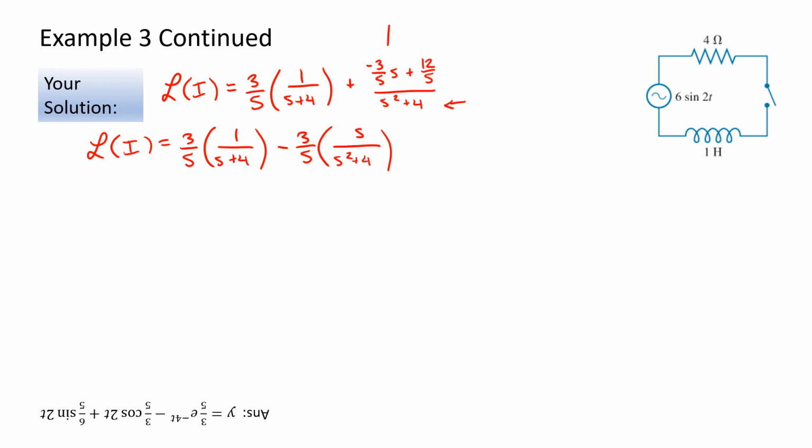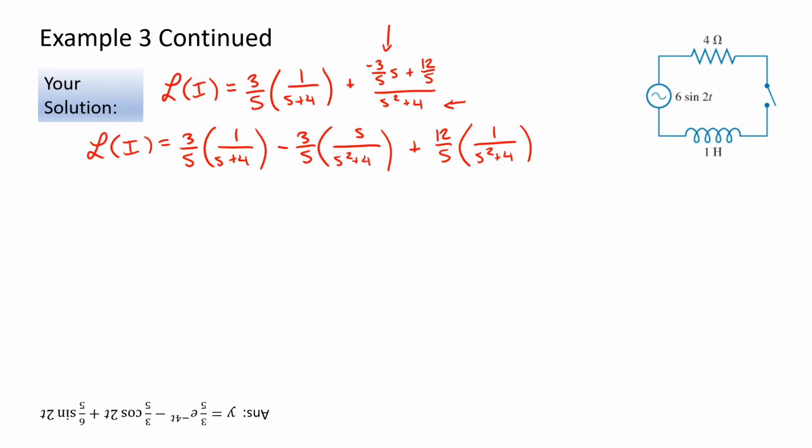I just took the coefficient, the 3 over 5, and put it outside of the brackets. Again, I like to take the constants out just so I can see the cleanest form of the function to compare it to our Laplace transform table. Then we have plus 12 over 5 times 1 over s squared plus 4. Okay? So now we need to figure out if these fit within certain Laplace transforms that are sitting here in our table.